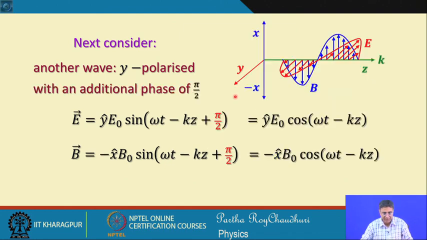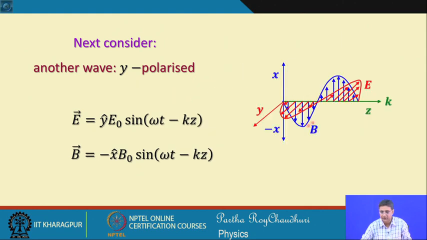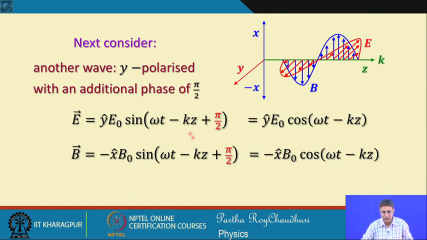By that convention, we can take up a particular situation where we add an additional phase of pi by 2 to this wave, because we started off with a wave which has a 0 at z equal to 0. This is a sine wave, but if I add a phase of pi by 2 to each of the waves, the wave will advance by a phase of pi by 2, and the orientation of the electric and magnetic fields will remain the same.